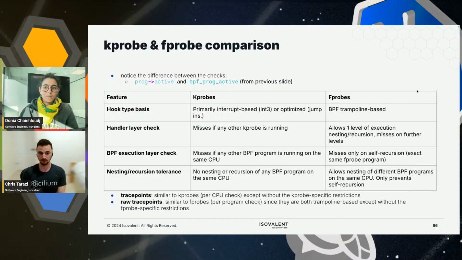So here's a quick summary of fprobes and kprobes that we just discussed. We focused on them here because they have the most interesting behavior to understand. Other hook point types such as raw tracepoints and perf events are very similar to kprobes and fprobes, but with a few small differences.